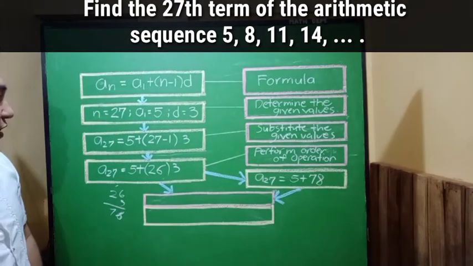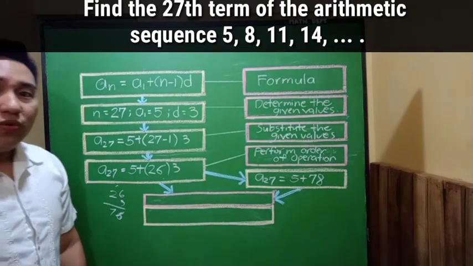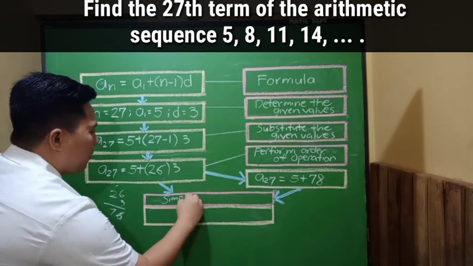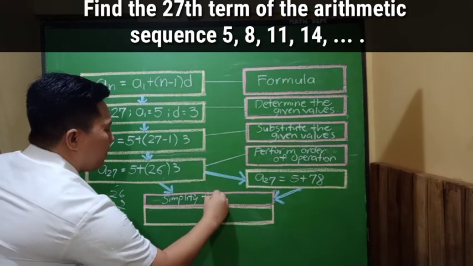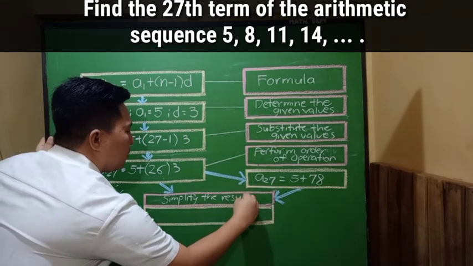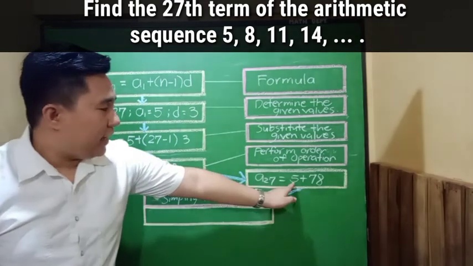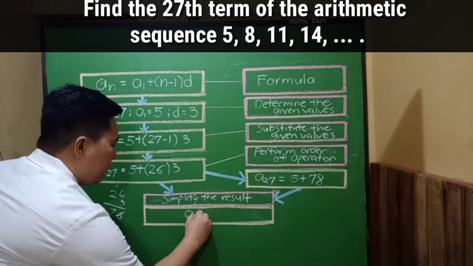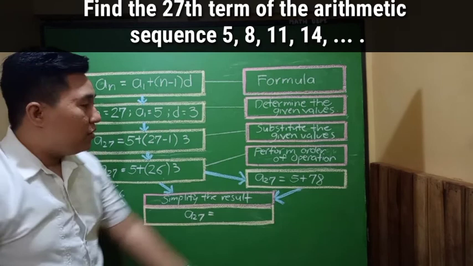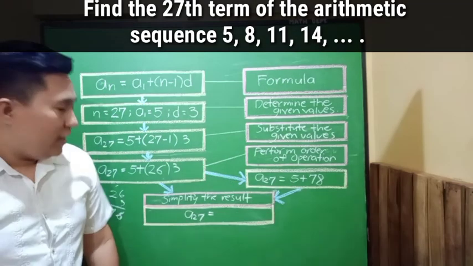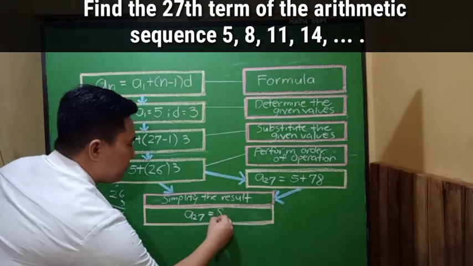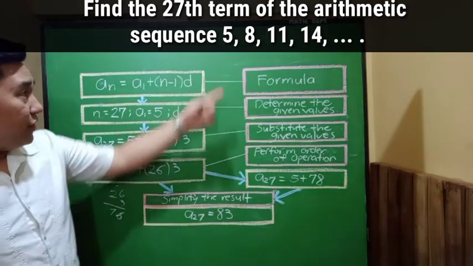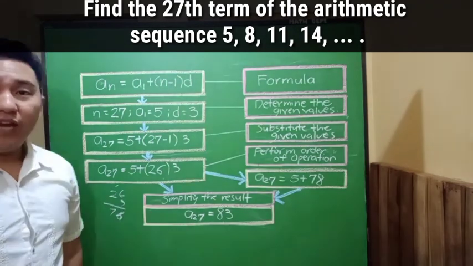Then of course, the last step is we need to simplify the result. So 5 plus 78. So we add. So a sub 27 is equal to 5 plus 78, which is 83. So therefore, the 27th term of this sequence is 83.